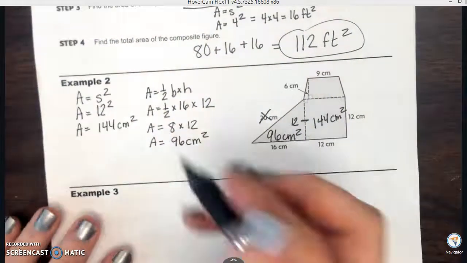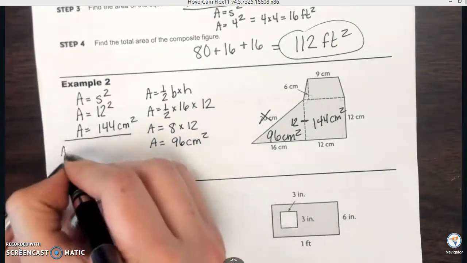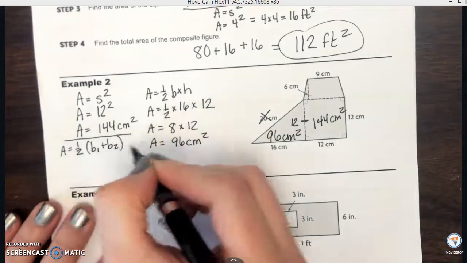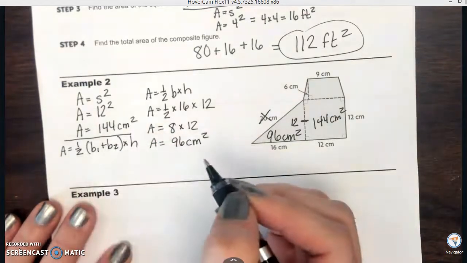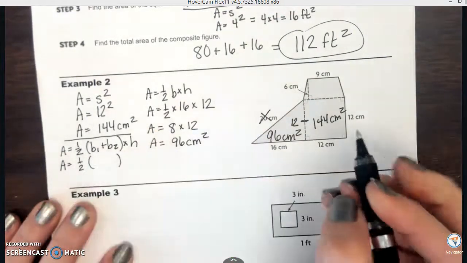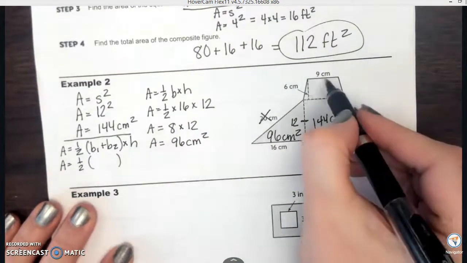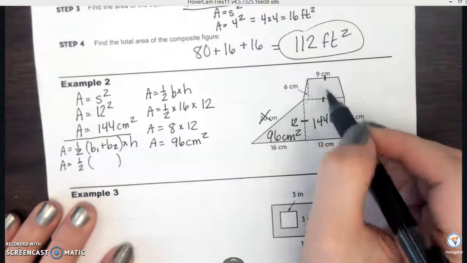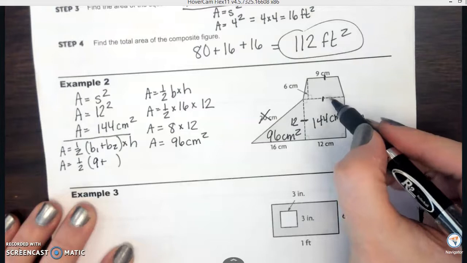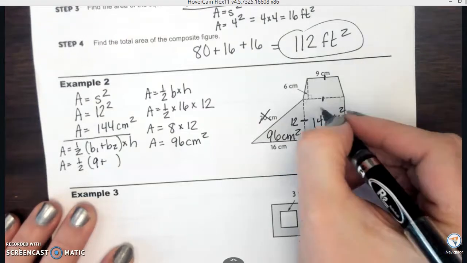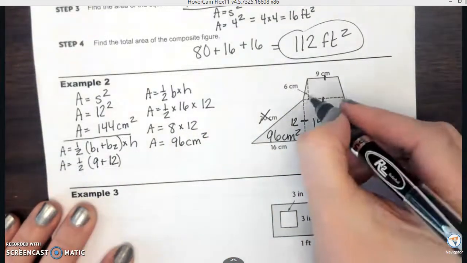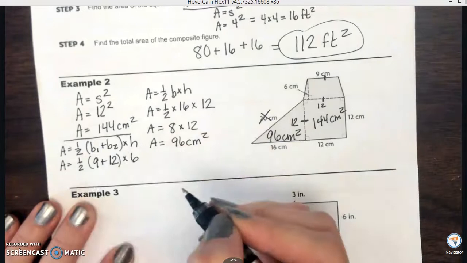Now, I didn't give myself a whole lot of room here, so I'm going to do it right here. Area equals half base 1 plus base 2 times height. Alright, so my bases would be the parallel lines. So my parallel lines are these lines right here. So one of my bases is 9, and the other one, what would this be? Again, this is part of the square. All four sides were 12, so that means my other base is 12. And then my height right here is 6.